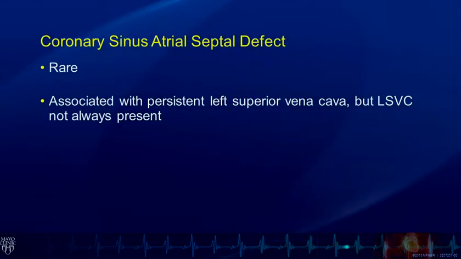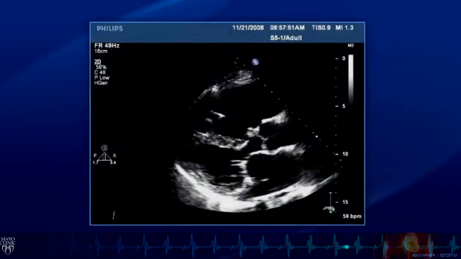The most rare type of atrial septal defect, however, is the coronary sinus defect. This is also called an unroofed coronary sinus, and it can result in significant right atrial and right ventricular enlargement related to shunt across the unroofing of the coronary sinus, as the left atrial pressure is usually higher than the coronary sinus pressure. This is thought to be associated with persistence of the left superior vena cava, but that is not always present in this defect.